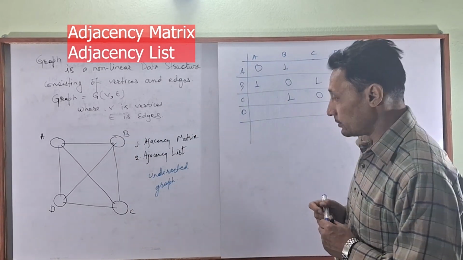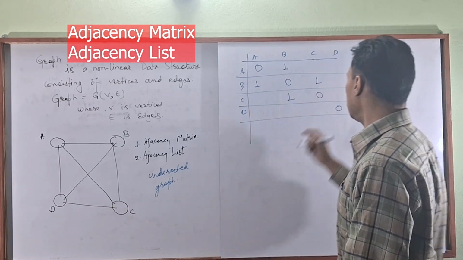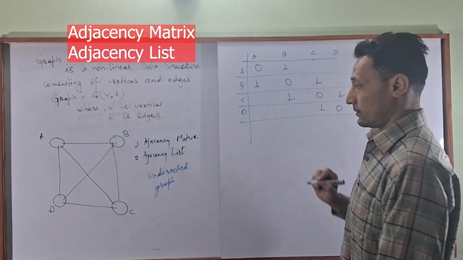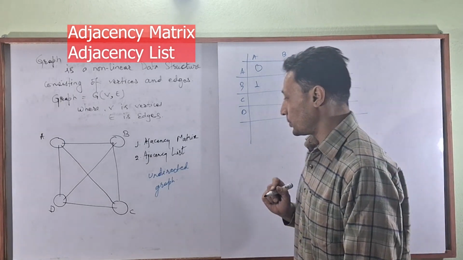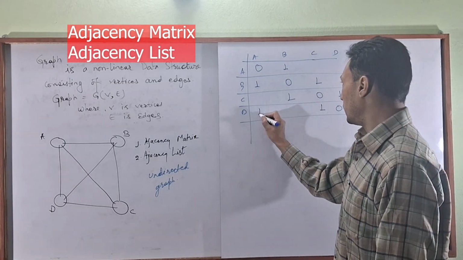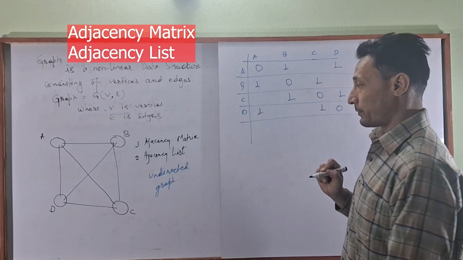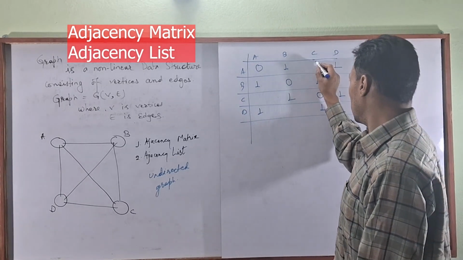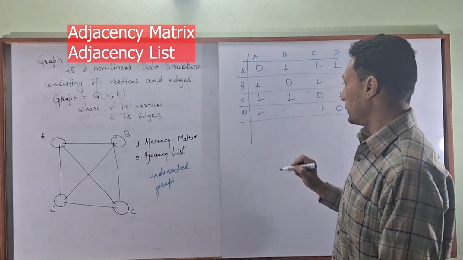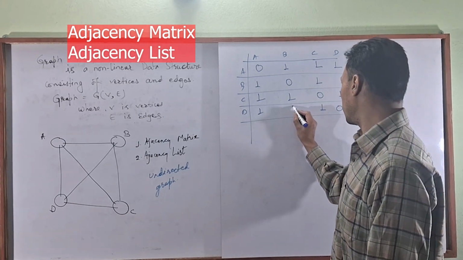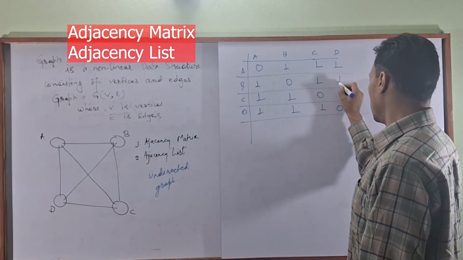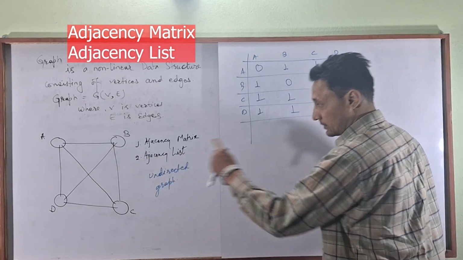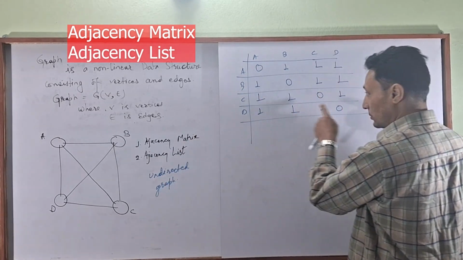Now there is another, C to D. We will be writing 1 here, and 1 here. Similarly, there is the connection between A to D, and D to A. Similarly, there is the connection between D to B, B to D. So in this way, using this table, we can represent this graph. This is the adjacency matrix.